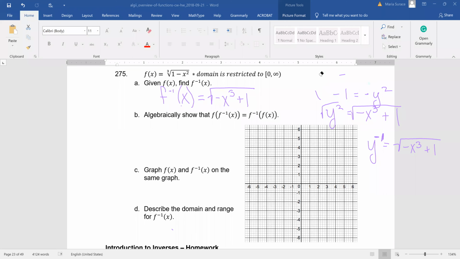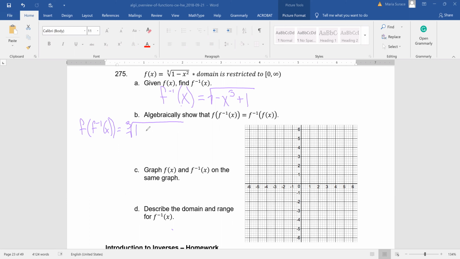Now, the next step is to do that composition. Again, you have to put the function into the inverse and you have to put the inverse into the function. So if I'm doing the function first with the inverse inside it, I'm going to rewrite that first original function, cube root of 1 minus, and instead of x squared, I'm going to plug into it the square root of negative x cubed plus 1, which is our inverse function.